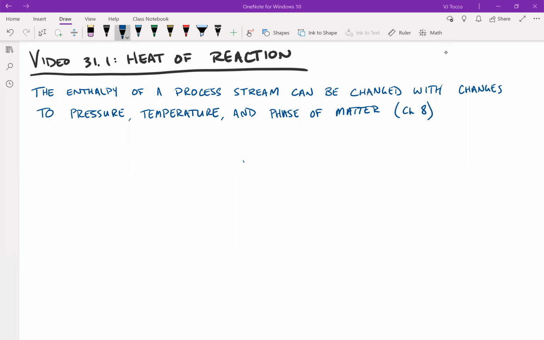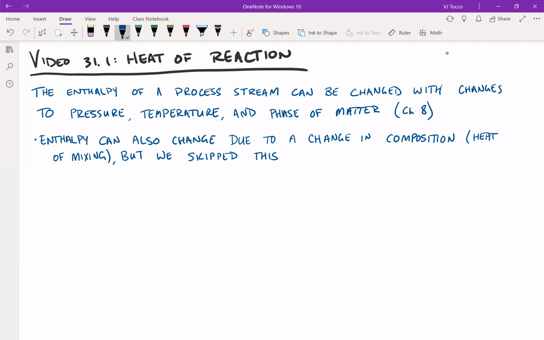In Chapter 8, we learned how to deal with a change in pressure, temperature, and phase of matter as it relates to the change in enthalpy of a process stream or a system. Here I'll also point out that enthalpy can also change if the composition changes, and we refer to that as heat of mixing, but we skipped how to calculate it. So I won't be covering that this semester, but you're welcome to look into that if it's something you're interested in.